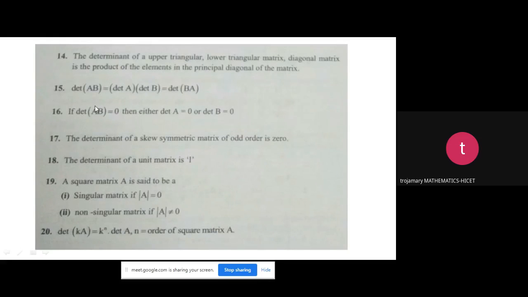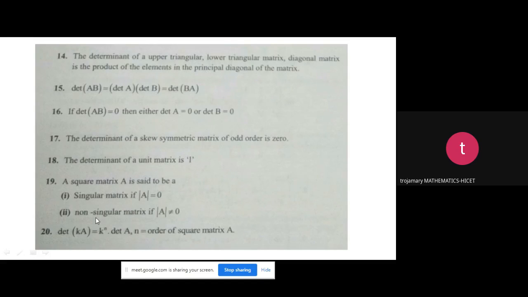Now, determinant of AB equals determinant A into determinant B, which is equal to determinant BA. But if determinant AB equals 0, then either determinant A equals 0 or determinant B equals 0. The determinant of a skew-symmetric matrix of odd order is 0. The determinant of the unit matrix is 1. This point is very important.